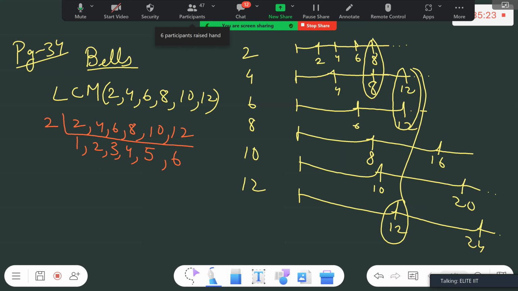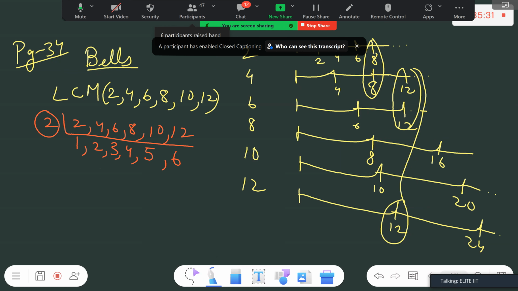So here we can see that we can divide at least 2 of these numbers by 2. Actually, we can divide all of them by 2. So we took 2 here in front, and we see that 2 into 1, 2, 2 into 2, 4, 2 into 3, 6, 2 into 4, 8, 2 into 5, 10, and 2 into 6, 12. We write them like this, isn't it?